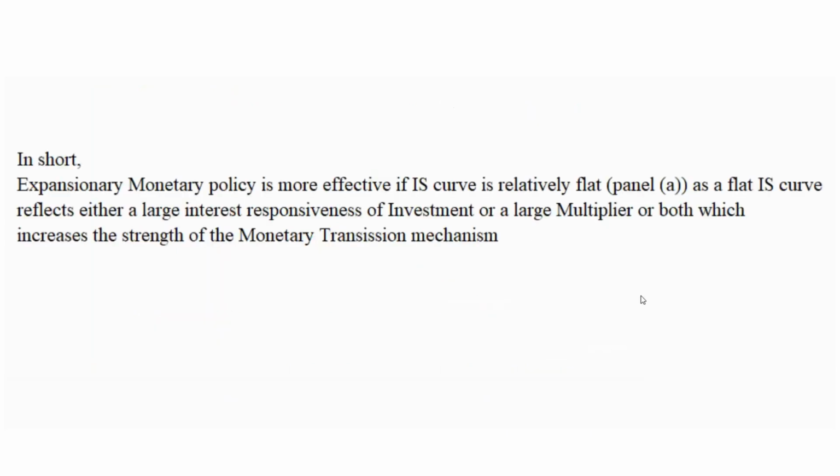So in short, we're seeing expansionary monetary policy is more effective if the IS curve is relatively flat, that we saw in panel A, as a flat IS curve reflects either a large interest responsiveness of investment or a large multiplier or both. And we know both of these things increase the strength of the monetary transmission mechanism through which monetary policy works, making monetary policy more effective. So whenever you want to think about factors that influence the effectiveness of monetary policy, you think about factors that influence the strength of the monetary transmission mechanism through which monetary policy works.